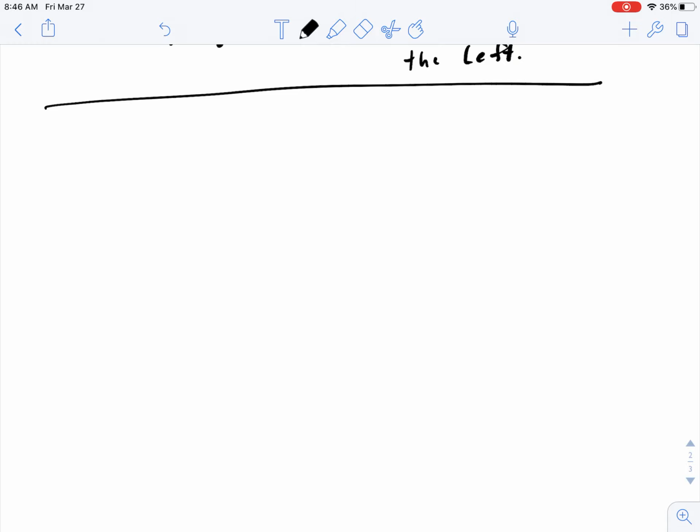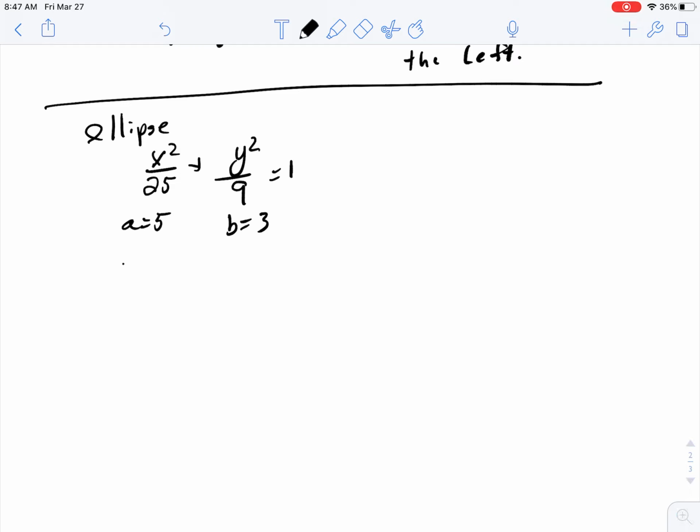All right, so hopefully that worked out for you. Another problem we did on the previous video is graphing out an ellipse. Say we have x squared over 25 plus y squared over 9 equals 1. So we had a equals 5, b equals 3. For my focus, c squared equals 25 minus 9, so c was plus or minus 4.